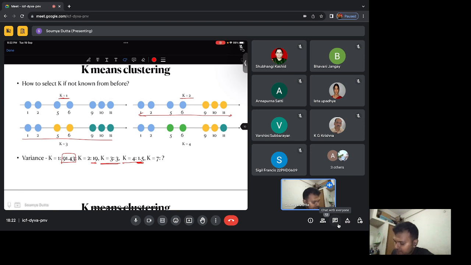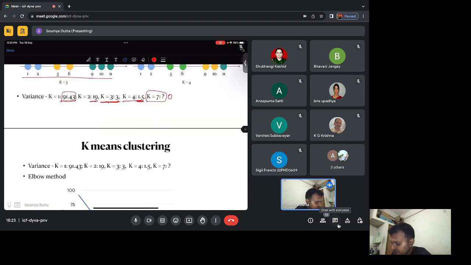Okay, now can somebody tell me what will happen if I take k equal to 7? What will be the variance if I take k equal to 7? 0, sir? Yes, it will be 0, because all of the points will now become their own cluster centers. So you have got this particular thing: 91.43, 19, 3, 4, 1.5 and 0 finally for 7.